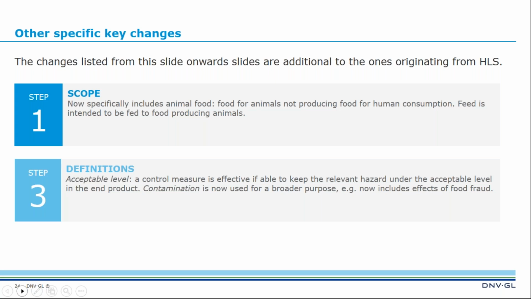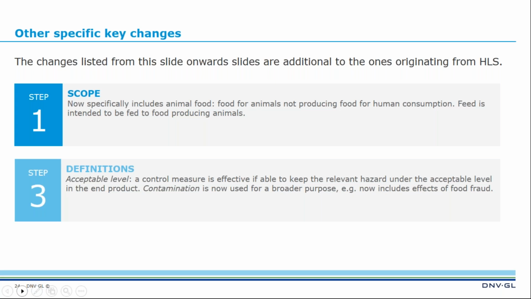So then feed, because what they meant is, if we talk about feed, it is actually intended to be fed to the food producing animals. So that is the scope change. Then in clause 3, there are some definition changes to ensure that it is widely used and standardized, to have a harmonized definition.